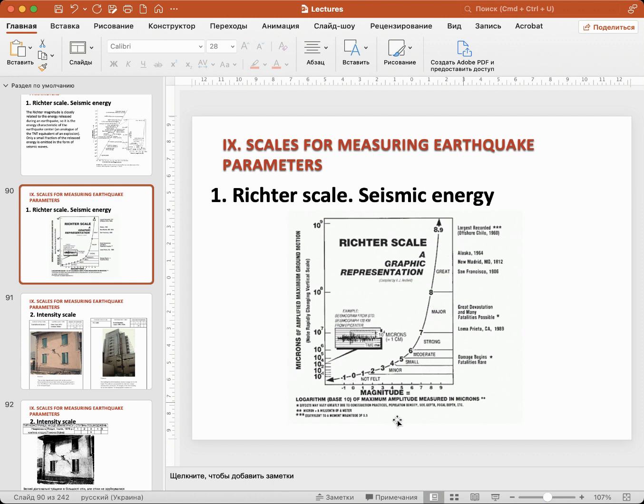But this energy is connected not only with displacement and with the emitted energy, but it is also somehow connected with the destruction of structures. One more time in Ukrainian.